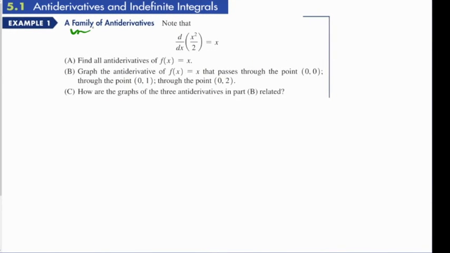So now we want to talk about this claim of a family of antiderivatives a little bit more. It says, take note that the derivative of x squared over 2 is equal to x. Part A is saying, find all the antiderivatives of x. So all the antiderivatives of x is going to be x squared over 2 plus c. And even though this was the simple derivative taken, when we're working backwards, we must include the plus c. That's the constant of integration.